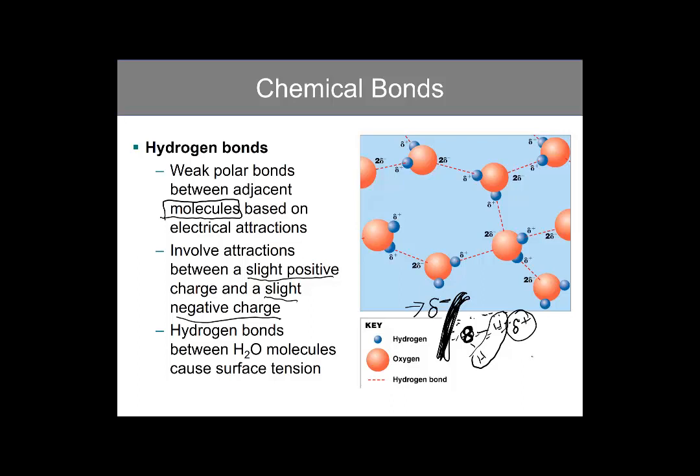If you have another adjacent water molecule with the same type of partial charging, with a partial positive charge at this end of the molecule and a partial negative charge at this end of the molecule, the hydrogen bond forms, and I'll change my color here so it's a little more noticeable. It forms between the partially positive end of this molecule and the partially negative end of its neighboring molecule.